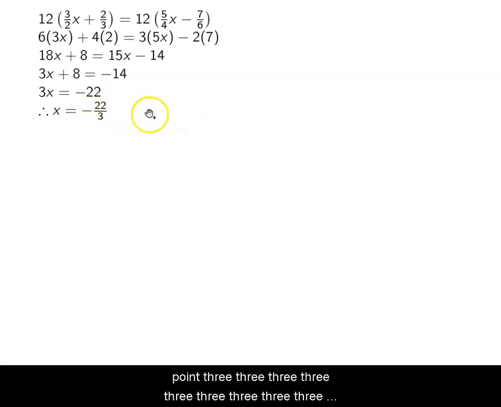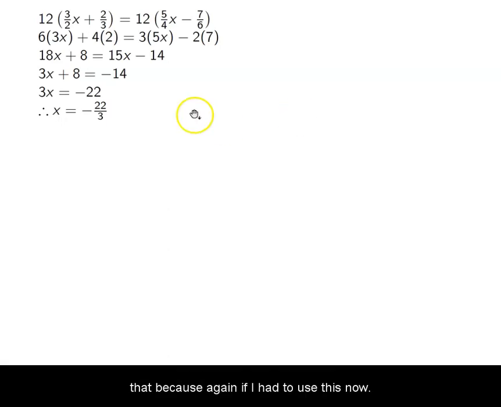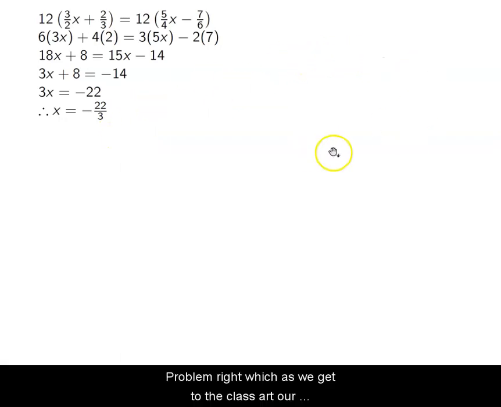Don't give me 7.33333333. We talked about rounding and errors and things like that, because again, if I had to use this now for another part in the problem, right, which as we get through this class, our problems become longer and longer and longer, using 7.3 versus 7.3333 versus negative 22 over 3, those are all going to give me different answers in the end, right? Because of rounding error. So again, this is the example. This is the answer that I want.